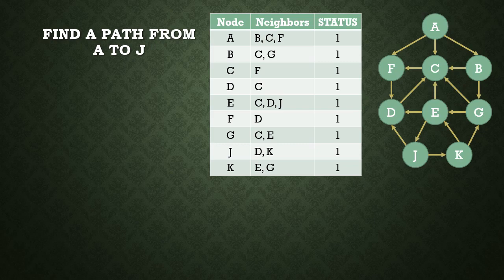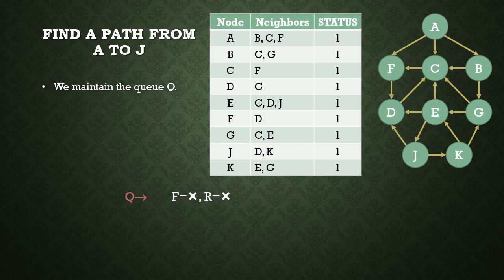See, an arrow goes from C to F. So the neighbor of C is F. From D, I can go to C only. So the neighbor is C. From E, I can go to C, D and J, and they are the neighbors. From F, I can go to D only. From G, I can go to C and E. From J, I can go to D and K. And from K, I can move to E and G. Currently, none of the nodes has been added to the queue, so the status variables are initialized to 1.